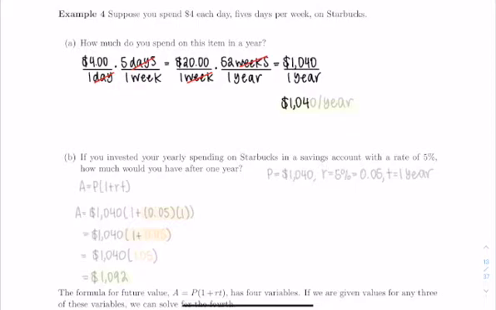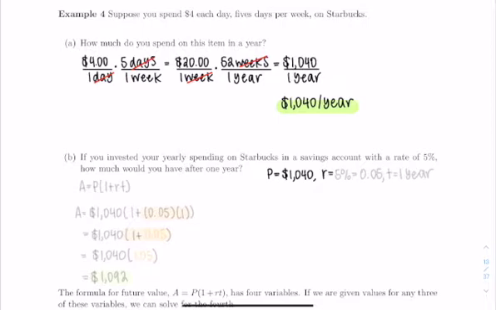Or we can write this as $1,040 in a year. If you invested your yearly spending on Starbucks in a savings account with a rate of 5%, how much would you have after 1 year? So this time they're saying if we set our principal, or the present value, to be the amount I spend on Starbucks, which is our $1,040.